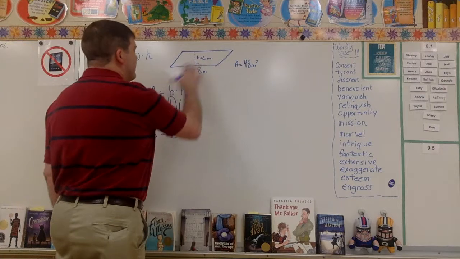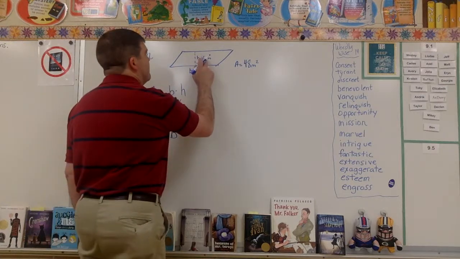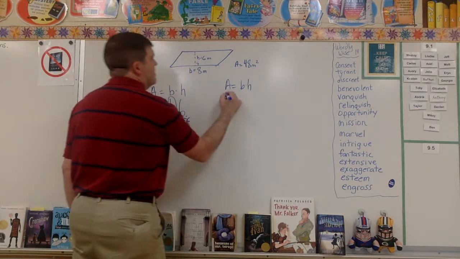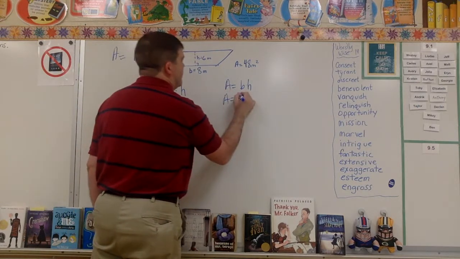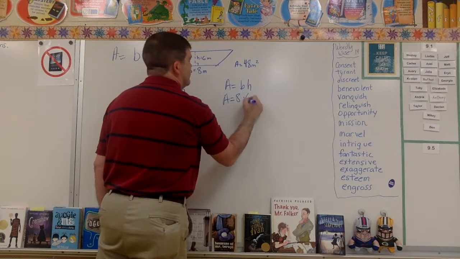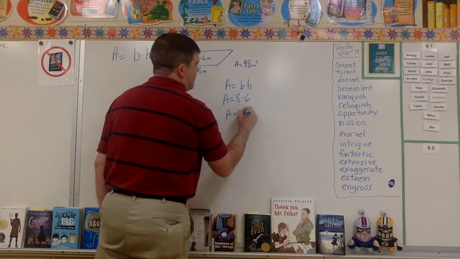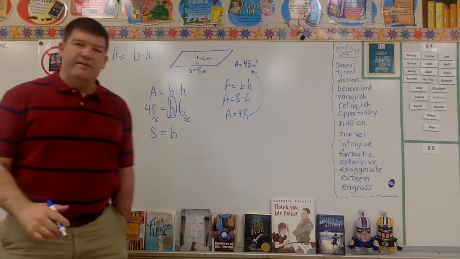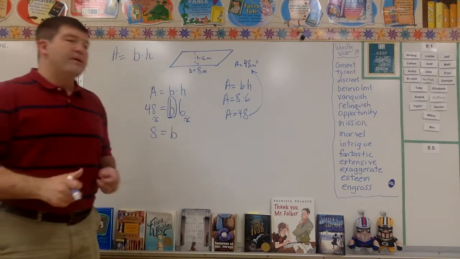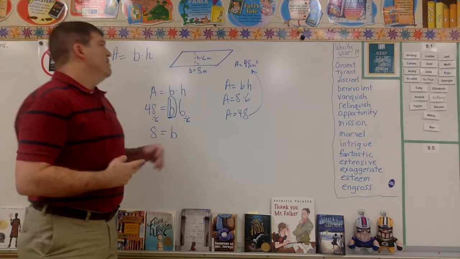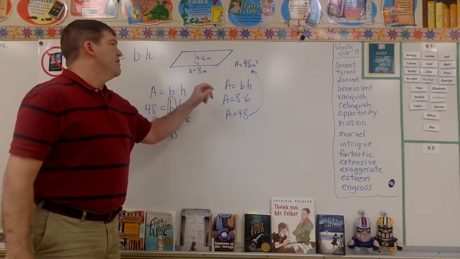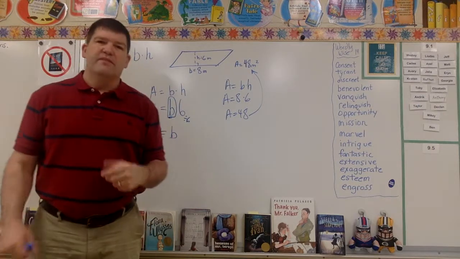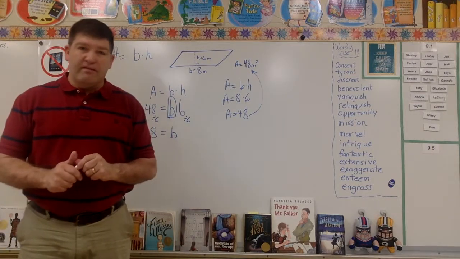Now, I can check to make sure I have this right because I know my area equals base times height. Area equals base is 8, height is 6, area equals 48, which is what they already told me. So it doesn't matter if you know the base and the area, you can find the height. If I know the height and the area, I can find the base. All right? So there is finding the area of a parallelogram.